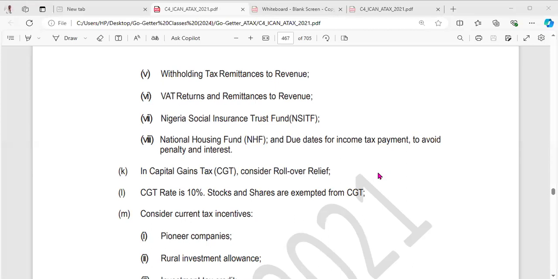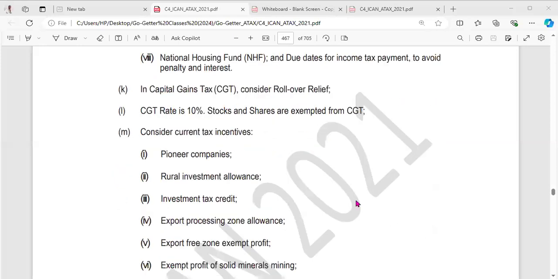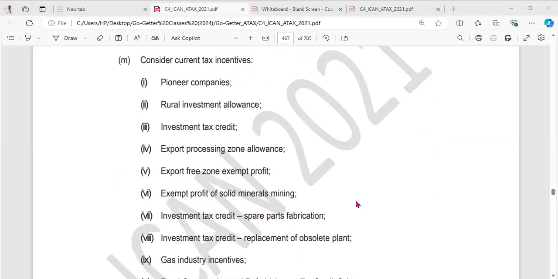Okay. Then we look at current tax incentives. Very good. Look at incentives that you can get. Pioneer companies, we mention it. Rural investment allowance, we mention it. Investment tax credit. Okay, these ones are applicable for the oil companies. When we get to oil and gas taxation, we'll be learning about investment tax credits.